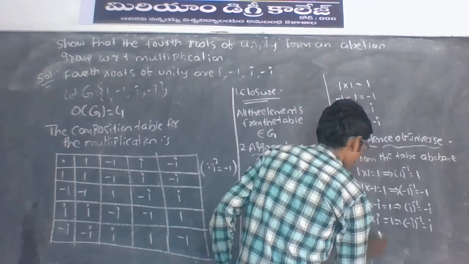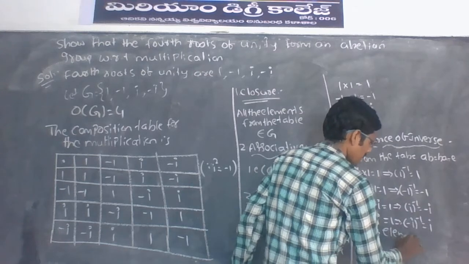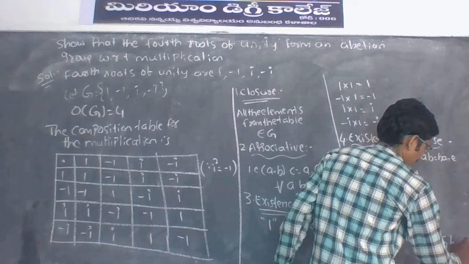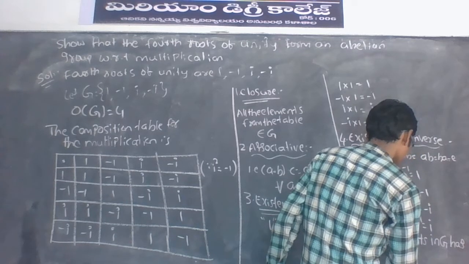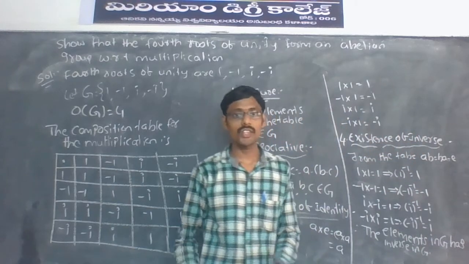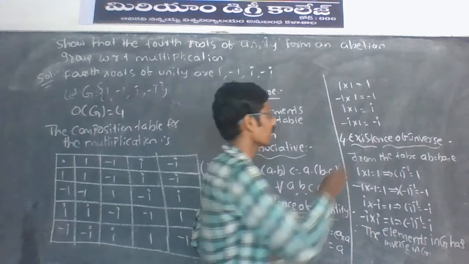The elements in Z have inverse in Z. So inverse property satisfied. Next, last one, abelian property.